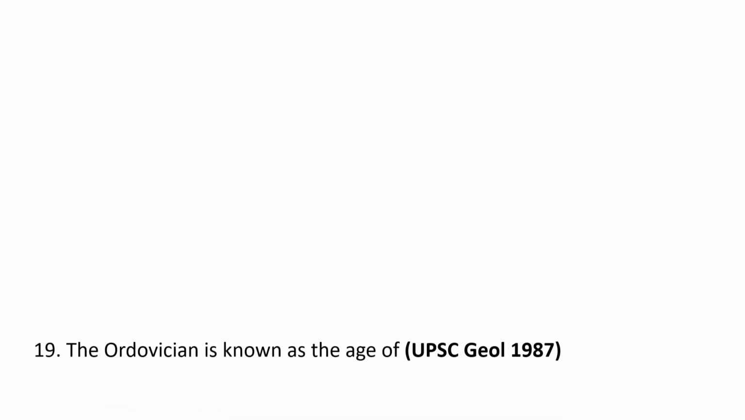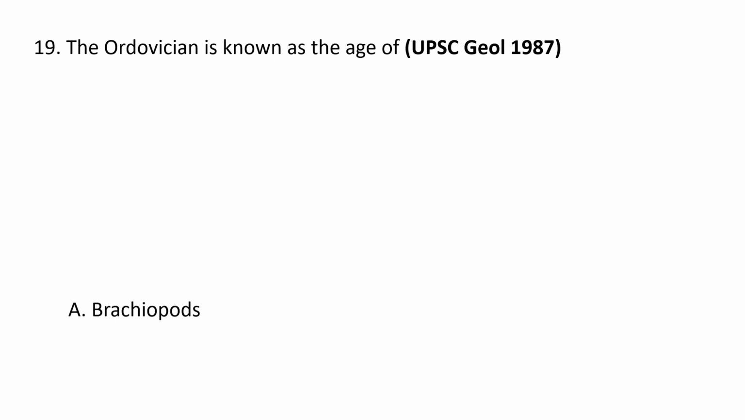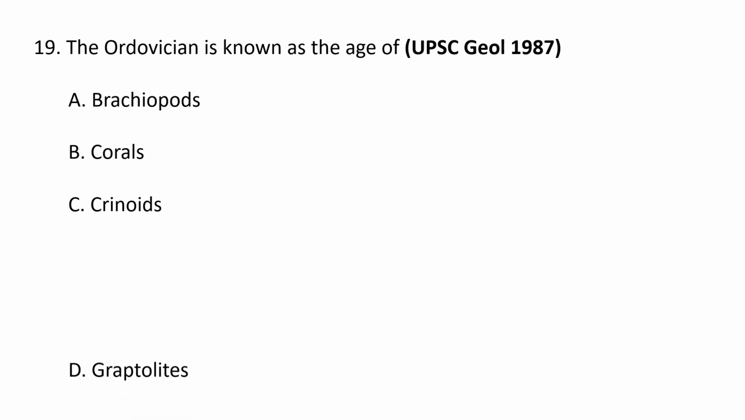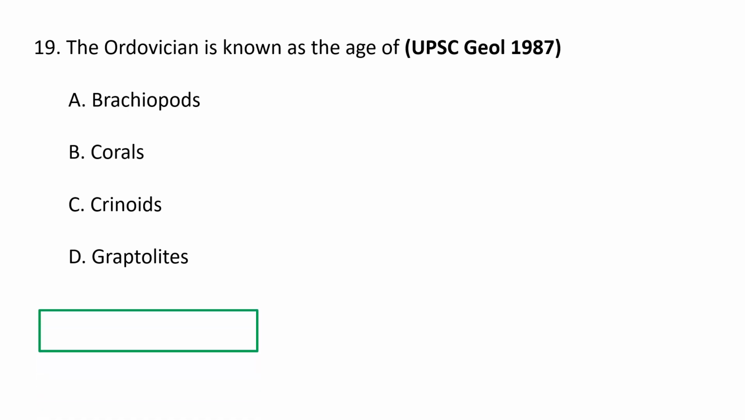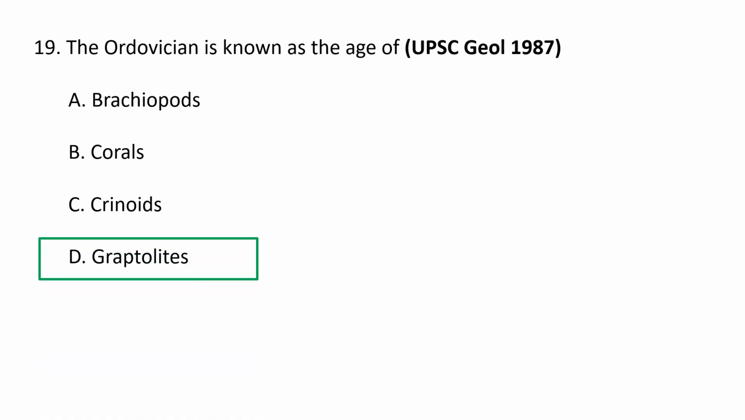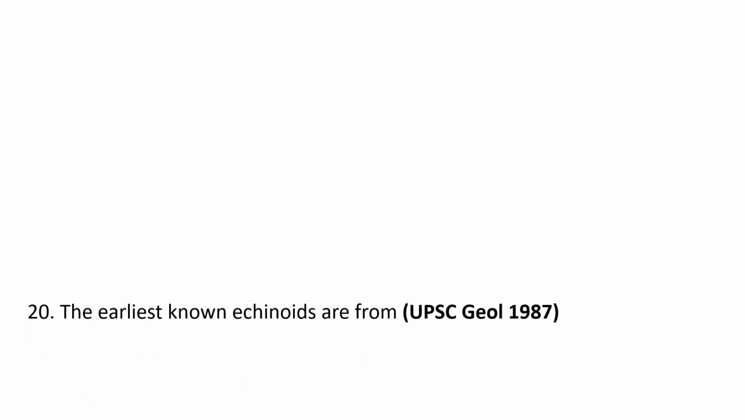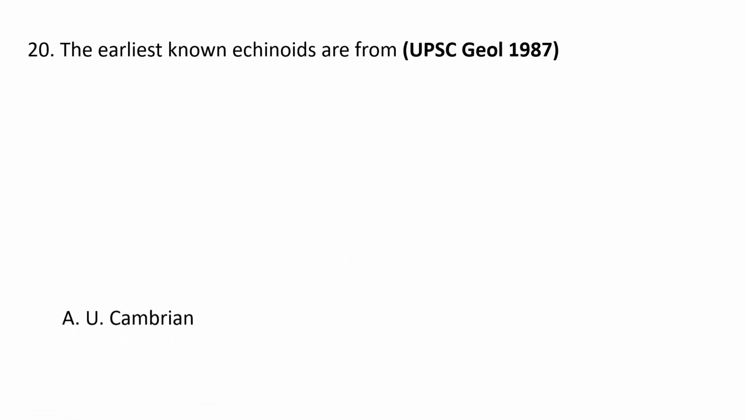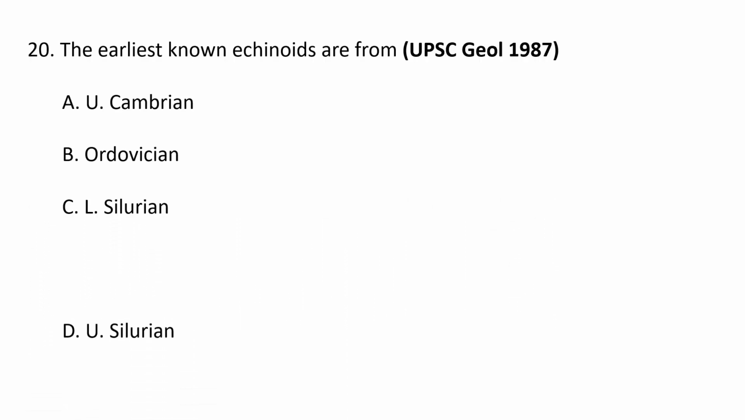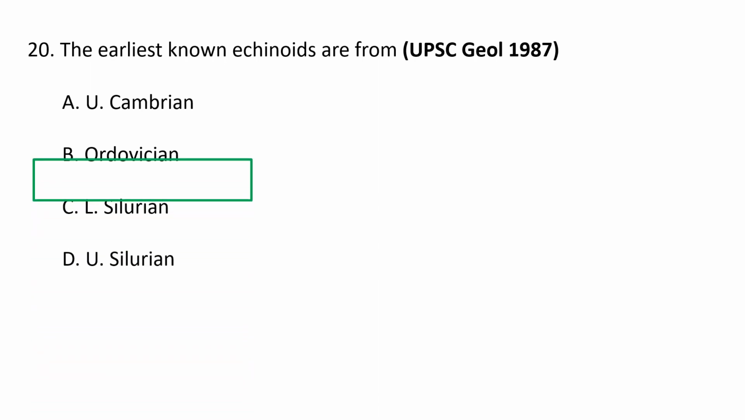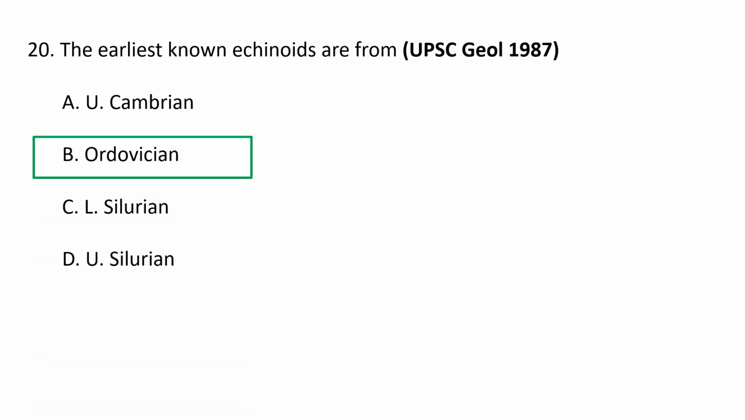Next question. The Ordovician is known as the age of A. Brachiopods, B. Corals, C. Crinoids, D. Graptolites. The Ordovician is known as the age of the graptolites. Next question. The earliest known echinoids are from A. Upper Cambrian, B. Ordovician, C. Lower Silurian, D. Upper Silurian. The earliest known echinoids are from the Ordovician period.